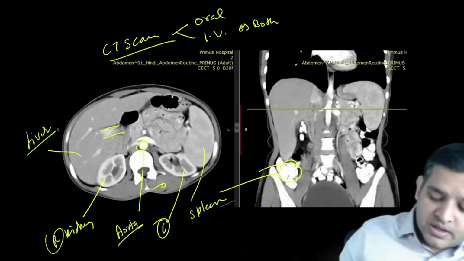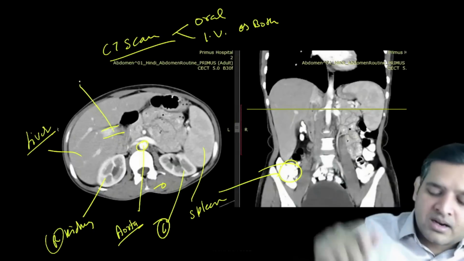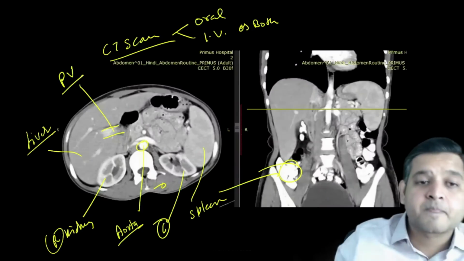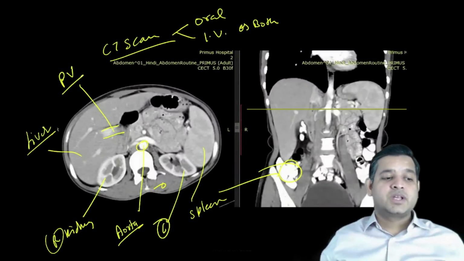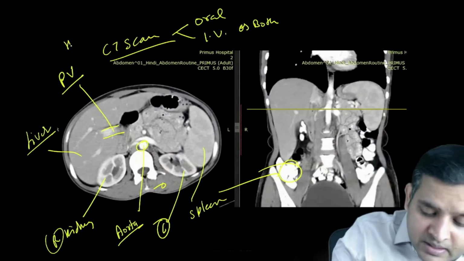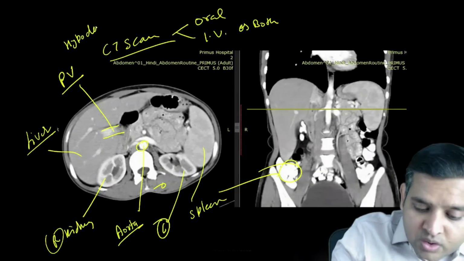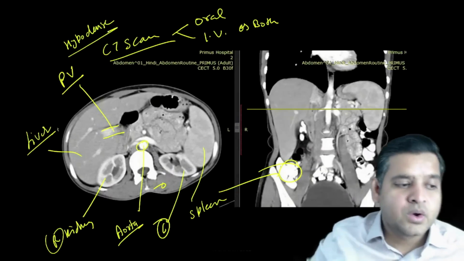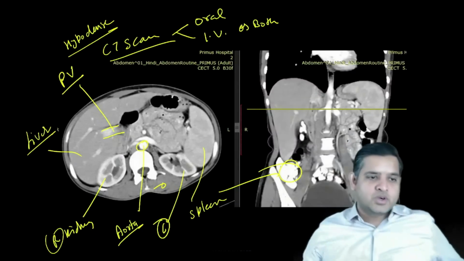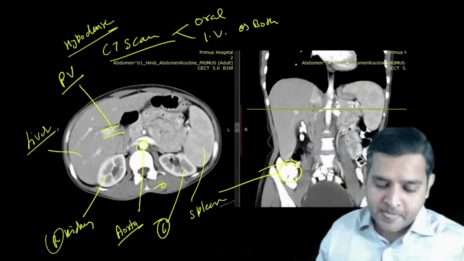Please remember, this parallel structure, a vessel, is a portal vein. Now, if you're thinking this is a gallbladder, please remember this is not a gallbladder, because gallbladder will appear hypodense on CT. That is what I want all of you to be aware of. Is it okay? All right.